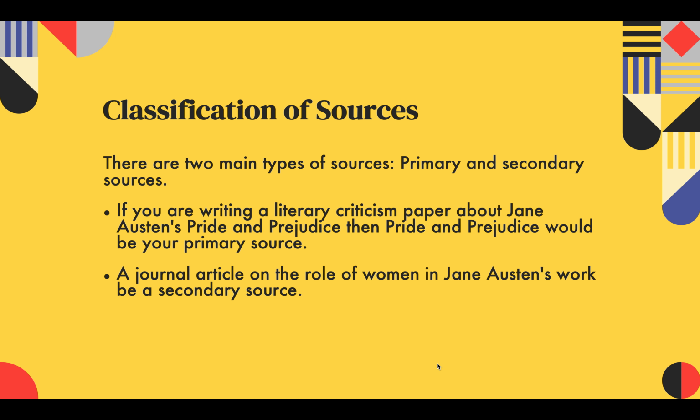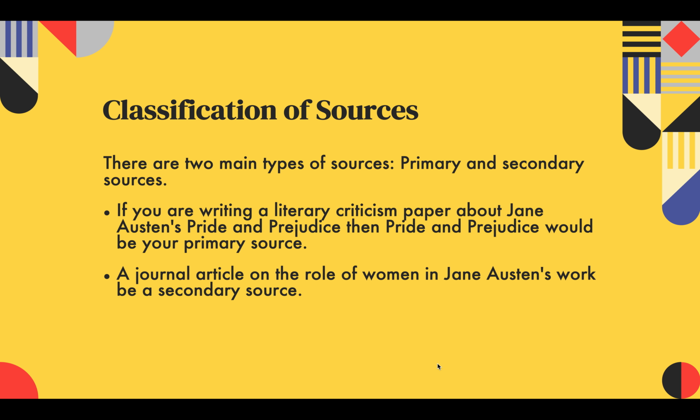Primary sources are going to be things like works of art or literature, as well as research collected by a scientist or a field observant or something like that. They also include firsthand eyewitness accounts. So if you're writing a literary criticism paper about Jane Austen's Pride and Prejudice, then Pride and Prejudice is going to be your primary source.